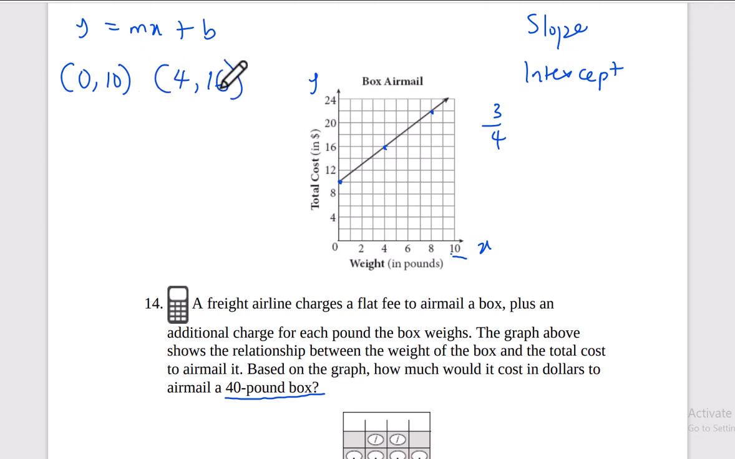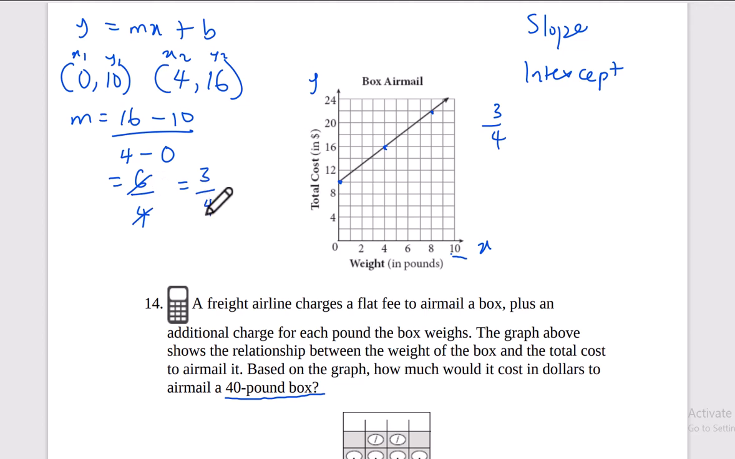Let's find the slope. So this is x1, y1, x2, y2. So m becomes y2 16 minus y1 10, all over x2 4 minus x1 0. 16 minus 10 is 6, over 4 minus 0 is 4. Divide both by 2. It becomes 3 over 2.